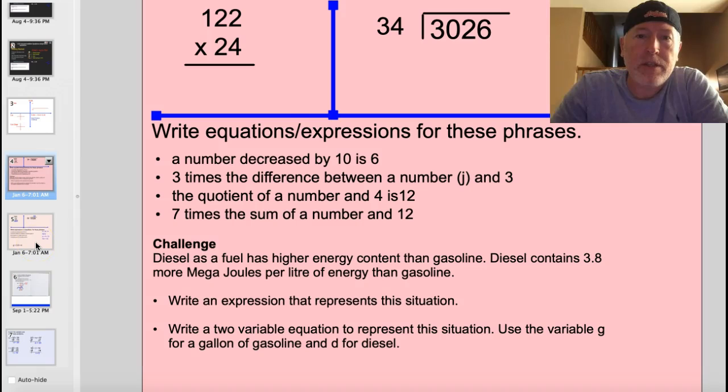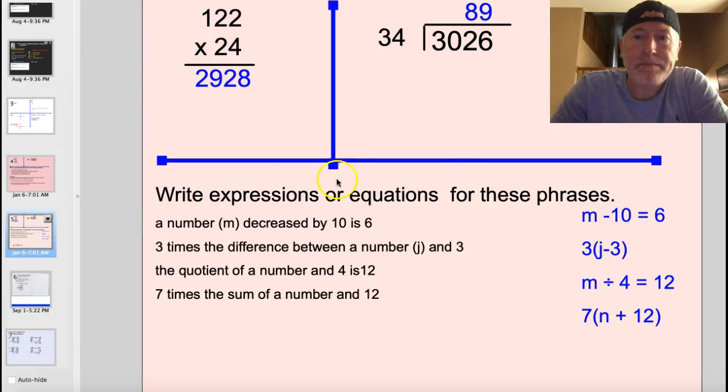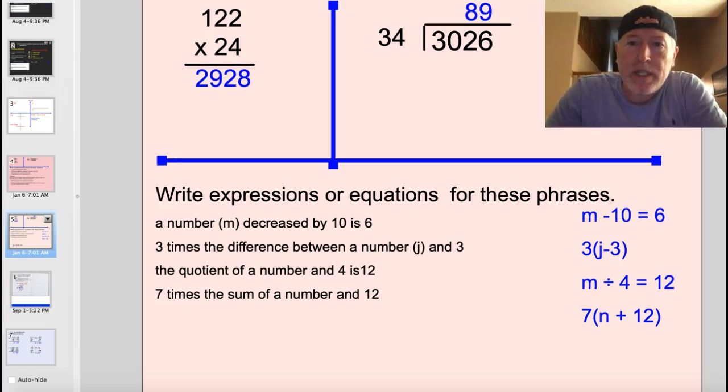All right, let's take a look and see how you did. 122 times 24 is 2,928. 3,026 divided by 34 is 89. A couple of these down here, writing these expressions or equations. A number decreased by 10 is 6. That's m minus 10 equals 6.